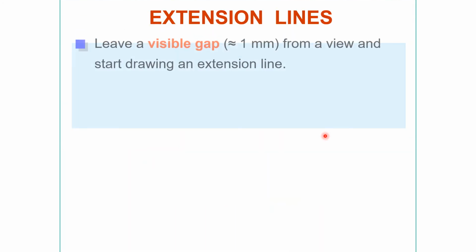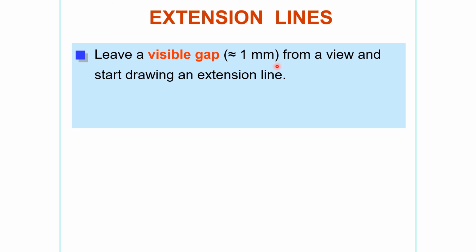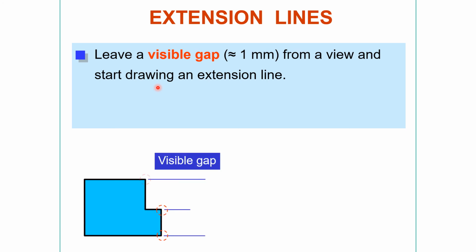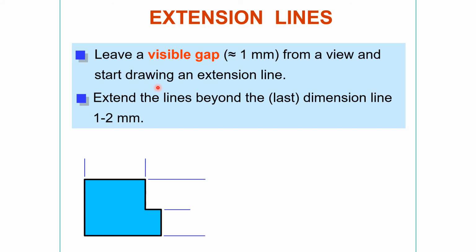Recommended practices: leave a visible gap of 1 mm from a view and start drawing the extension lines here. Extend the lines beyond the last dimension line by 1 to 2 mm. Leave small spaces from the ends also, just like you have left the space from the object.